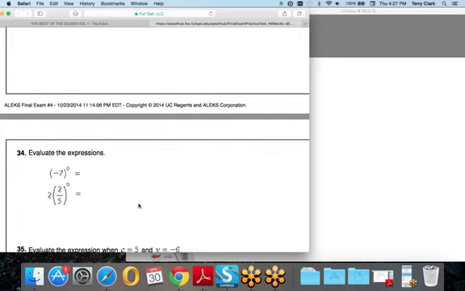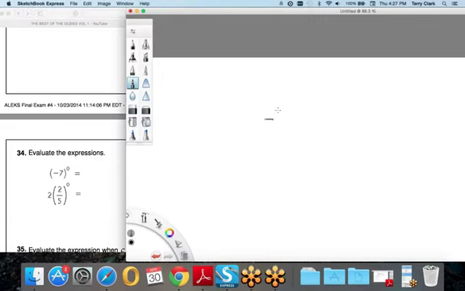But the computer also lets you know that. Okay, 34 is going to say negative 7 raised to the 0 power. Anything raised to the 0 power is going to be 1. So negative 7 raised to the 0 power equals 1.